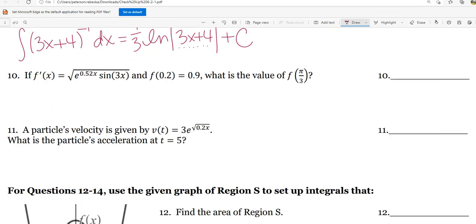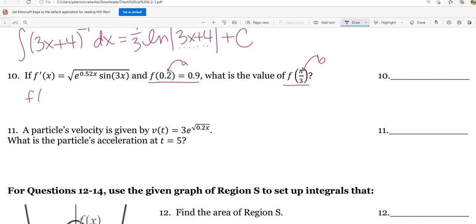Question 10. We have f prime, and we are given f of 0.2. We want to find f of pi over 3. So this is FTC rearranged. So your a value is 0.2. Pi is about 3, so 3 divided by 3 is 1, so pi over 3 is greater than 0.2. So pi over 3 is your b.